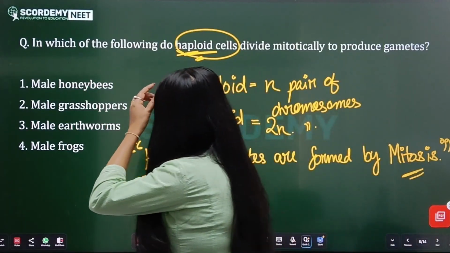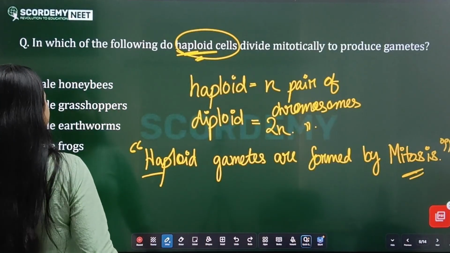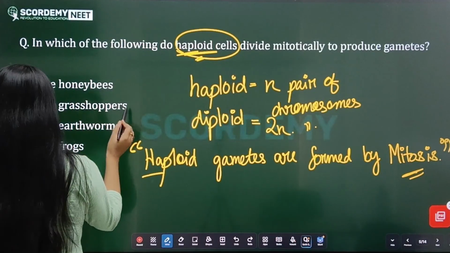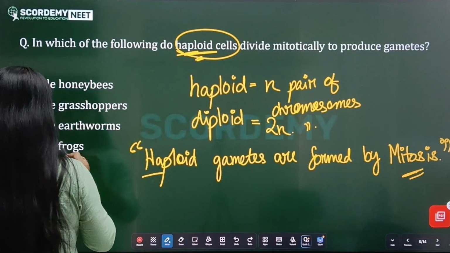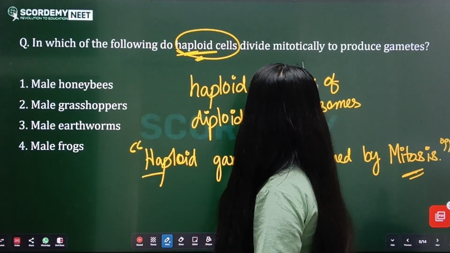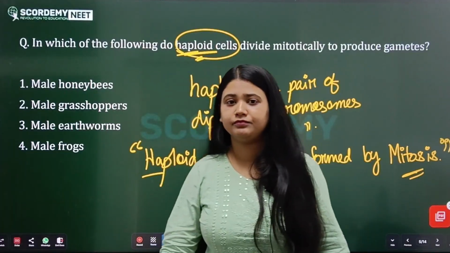So see here, which of these organisms is it: male honeybee, male grasshopper, male earthworms, or male frogs? Which of these organisms produces haploid gametes?